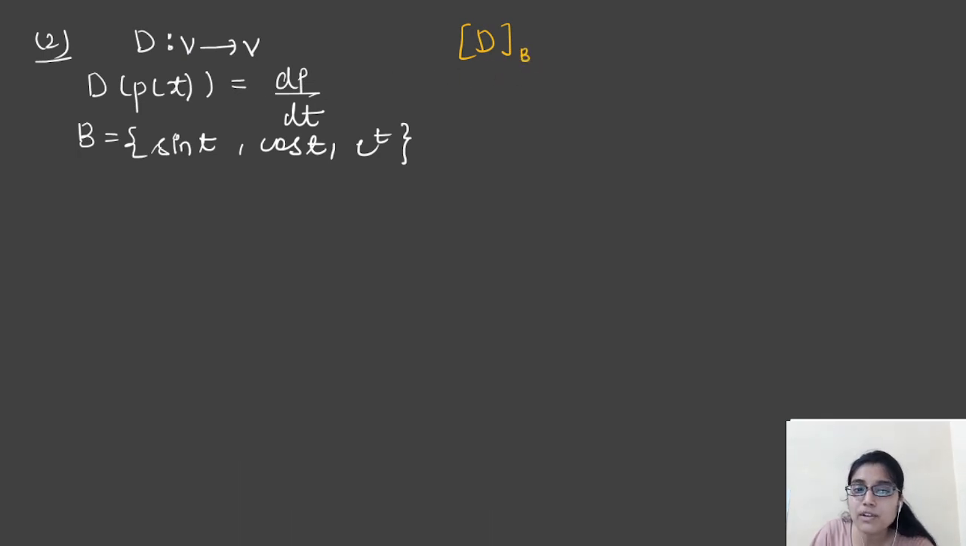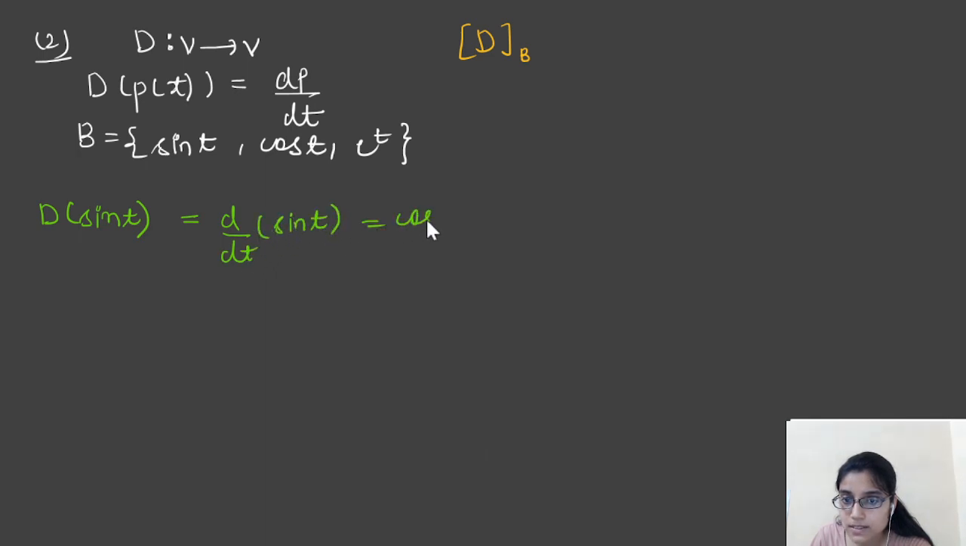Again we will follow our general method, and what it says is, we will find out the images of the basis members, and then we will write them down as linear combinations of the basis members. So the derivative of sin t, as all of you know, is nothing but cos t. So this is going to be 0 times sin t. As I told you, this is an ordered basis, you cannot change the order of the elements. This is 1 times cos t, and this is 0 times e^t.